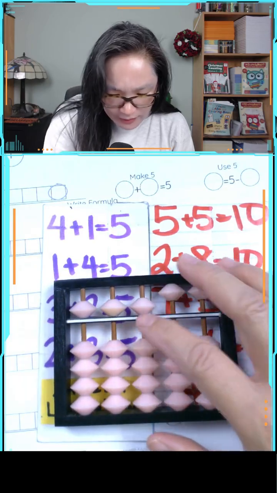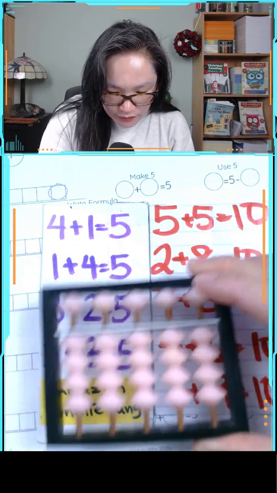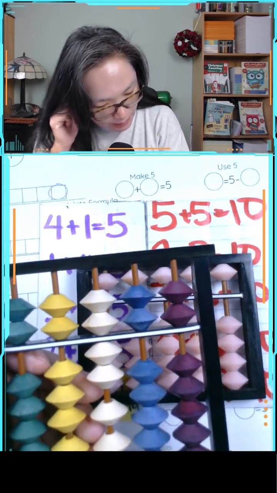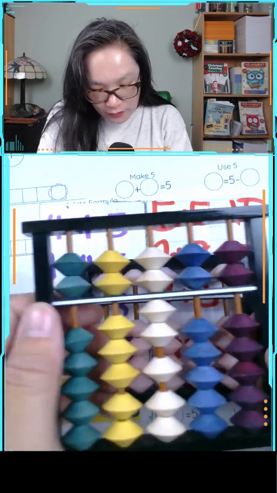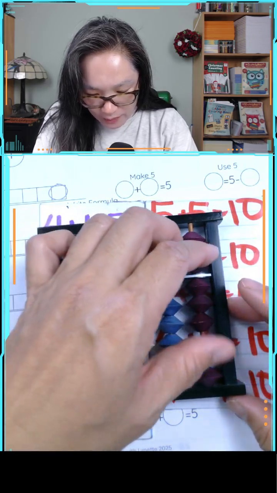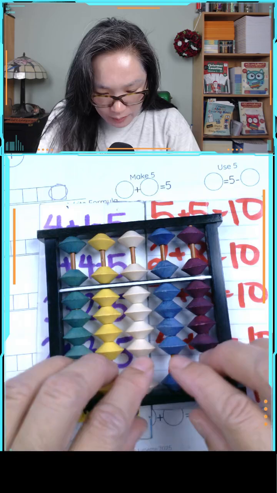It's kind of pretty. And they're very easy to move. Then, this one is a Chinese abacus. Even with a Chinese abacus, you could still use it as a Japanese abacus. You would just have to ignore the top bead and the bottom bead.